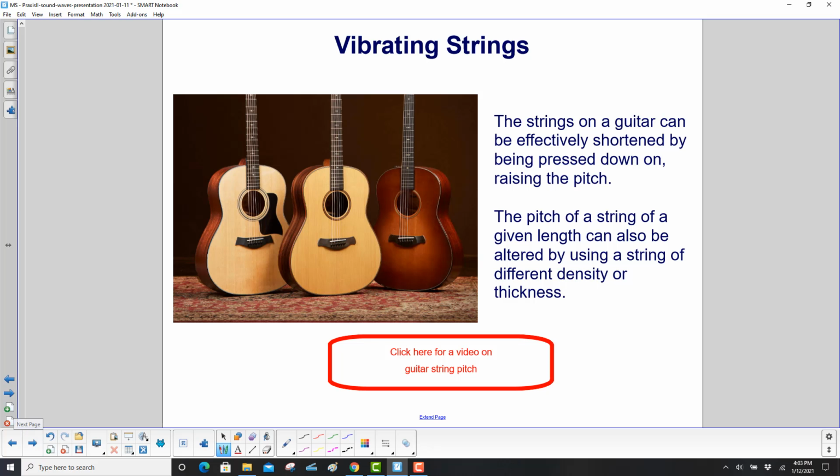The strings on a guitar can be effectively shortened by being pressed down on, up here, and that will raise the pitch. The pitch of a string of a given length can also be altered by using a string of different density or thickness, where you have a different speed of sound in the string.